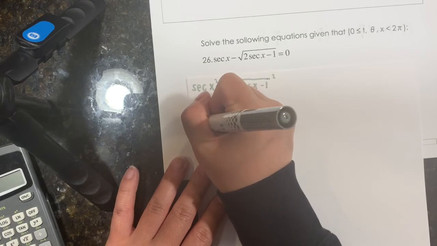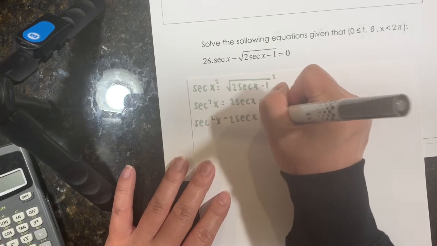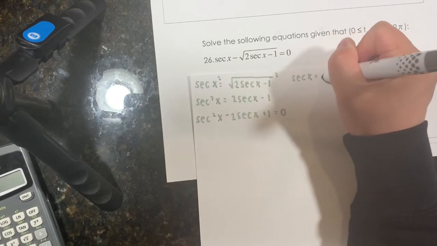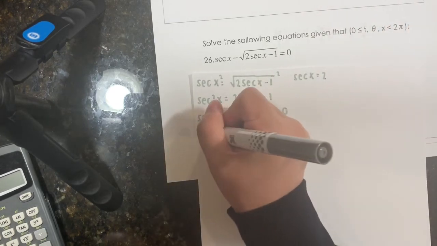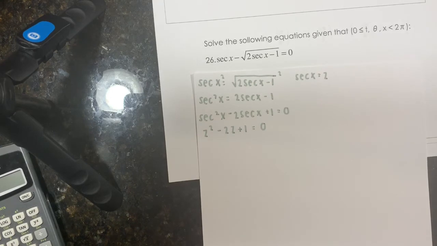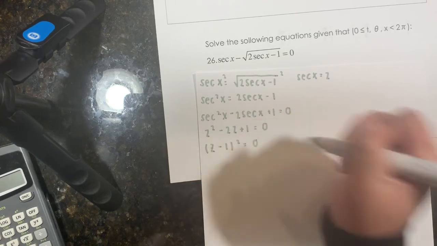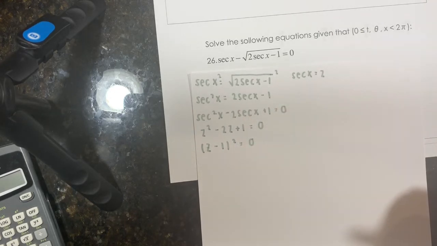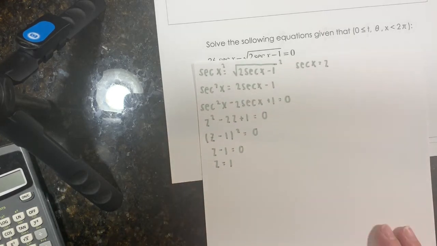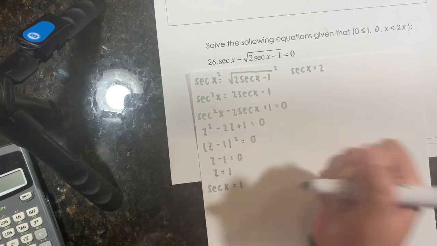Now I'm going to set this equal to 0, so I have secant squared x minus 2 secant x plus 1 equals 0. Now on the side, I'm just going to set secant x equal to z, so that I have z squared minus 2z plus 1 equals 0. If I factor that, it factors evenly into z minus 1 squared equals 0. So when I solve for z, I would set z minus 1 equal to 0. So z would be equal to 1. Now if z is equal to 1, that means secant x is equal to 1.